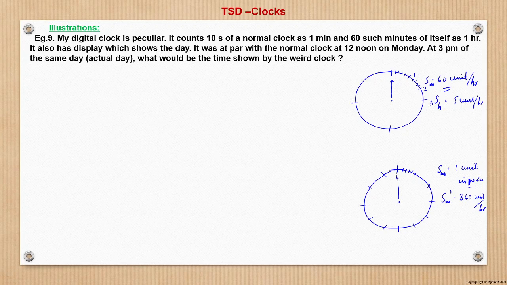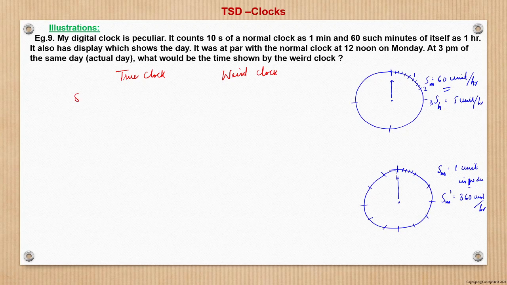360 units per hour, where when we say hour, that is the actual time. So in an actual 1 hour, the minute hand would have covered 360 units, or 6 rounds of the clock, because the speed is 6 times. So now if this is clear, then we can solve this question easily. Here there is a true clock and there is a weird clock.